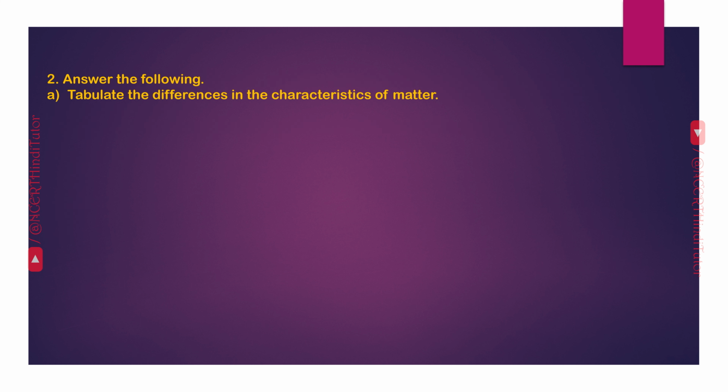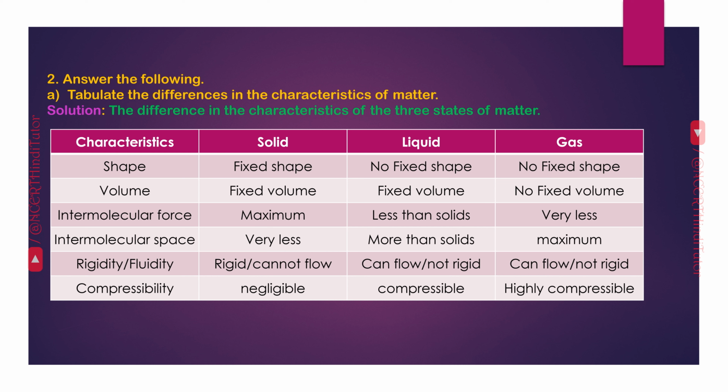Question 2. Answer the following. A. Tabulate the differences in the characteristics of matter. Answer. The differences in the characteristics of the three states of matter are: Characteristics, shape: in solid, fixed shape; liquid, no fixed shape; gas, no fixed shape. Characteristics, volume: in solids, fixed volume; liquid, fixed volume; gas, no fixed volume. Intermolecular force: solid, maximum; liquid, less than solid; gas, very less. Intermolecular space: solids, very less; liquid, more than solids; gas, maximum.